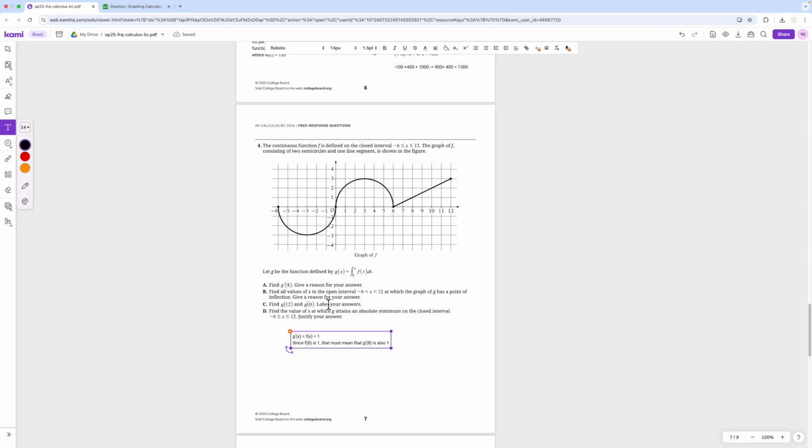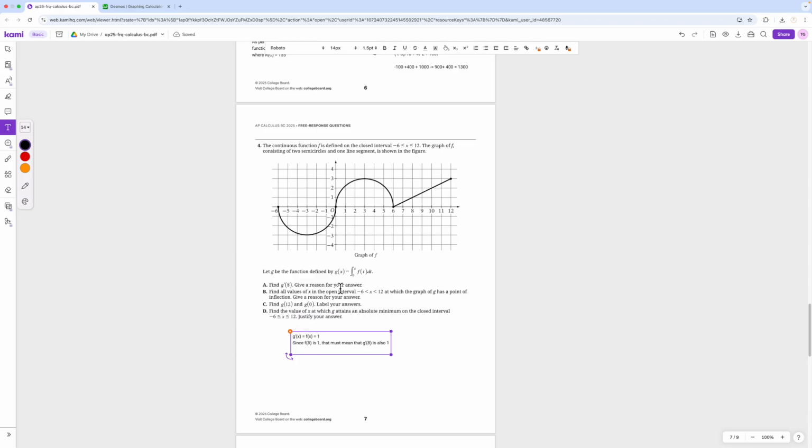Next, find all values of x in the open interval negative 6 to 12 at which the graph of g has a point of inflection. Give a reason for your answer. So when does a point of inflection happen? And one way I like to think of this is the point of inflection happens when the max or min of the derivative graph exists. So we're trying to find it for g.